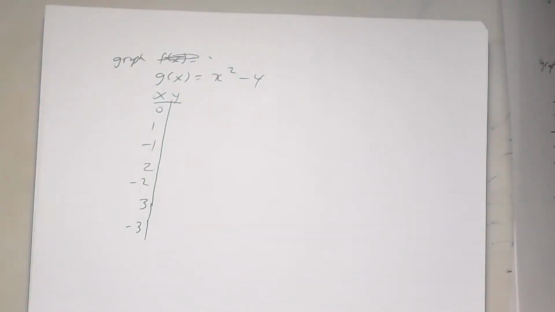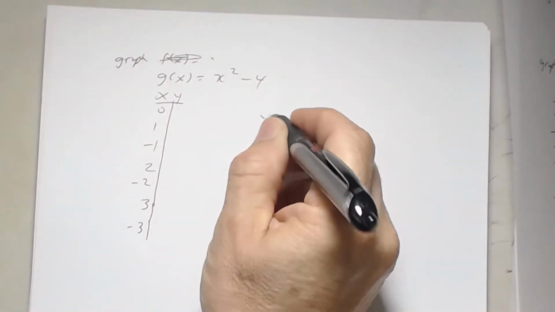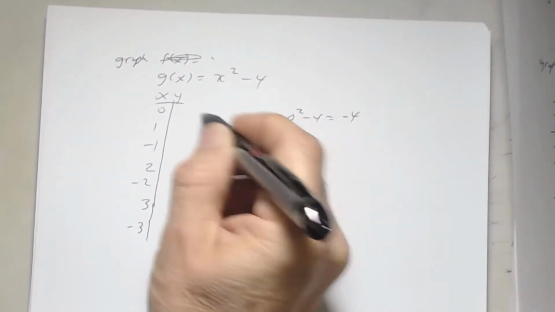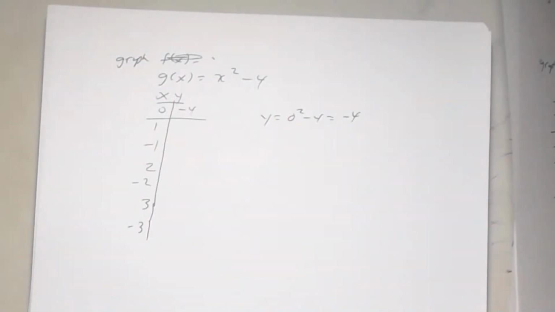And you know from what we just talked about from the previous two parabolas that this is a vertical shift. So plus 4 means to move the parent function up 4, and subtract 4 means to do what? Move the parent function down 4. All right. So if x is 0, I get y equals 0 squared minus 4, which gives me what? Negative 4. So I'll plot the point 0, negative 4.